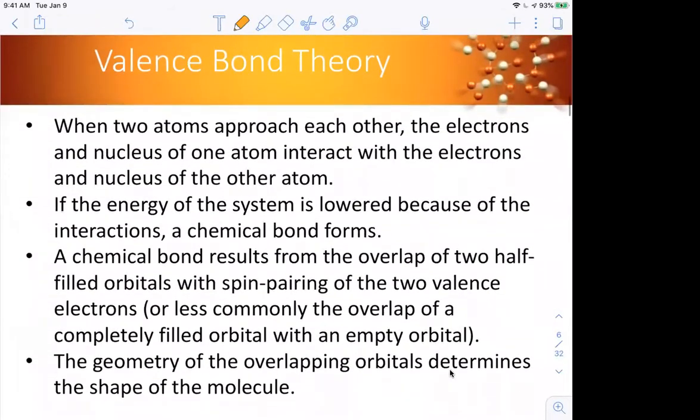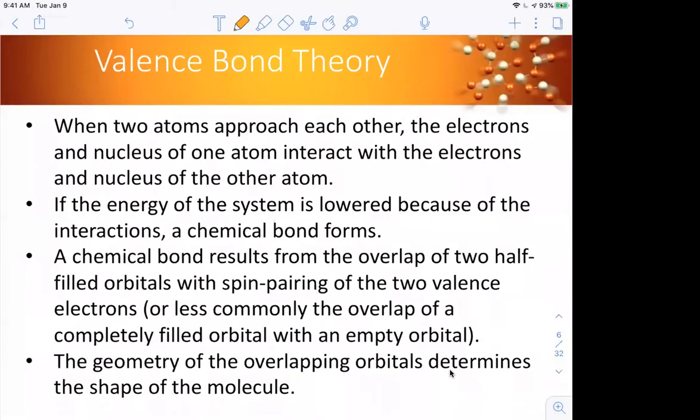When two atoms approach each other, the electrons and the nucleus of one atom is going to interact with the electrons and the nucleus of that second atom. If the energy of the system is lowered because of these interactions, the chemical bond will form. I'm always seeking a lower potential energy. Water runs downhill. A chemical bond is going to result from the overlap of two half-filled orbitals with spin pairing of those two valence electrons.